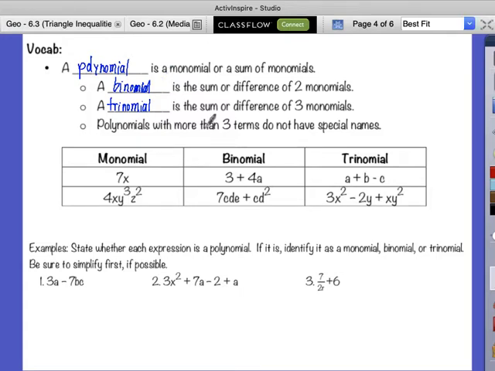So polynomials with more than 3 terms do not have special names. They're called a 4-term, a 5-term, a 6-term, 7. We just name it by however many terms you have. But for monomial, binomial, trinomial, we see those so commonly that we just have a name for them.